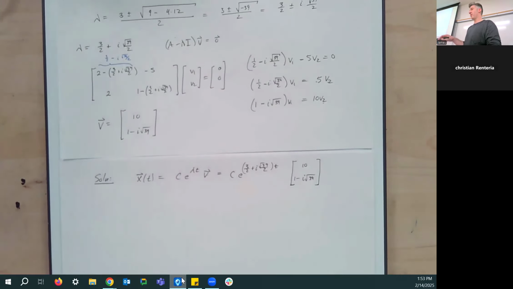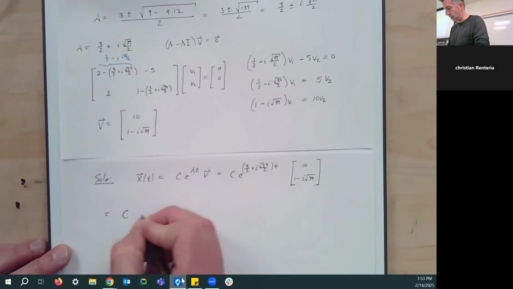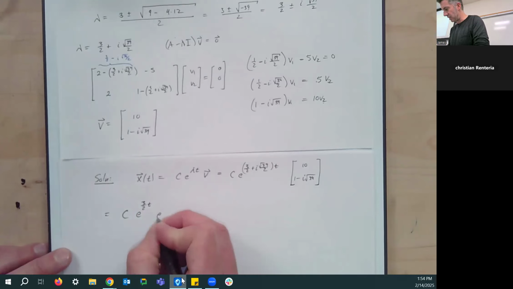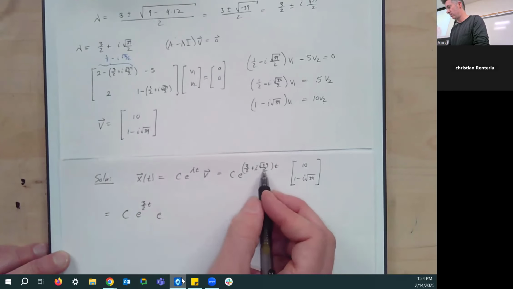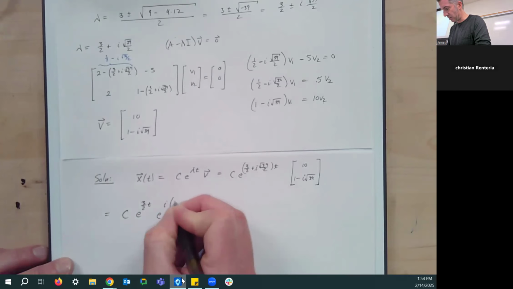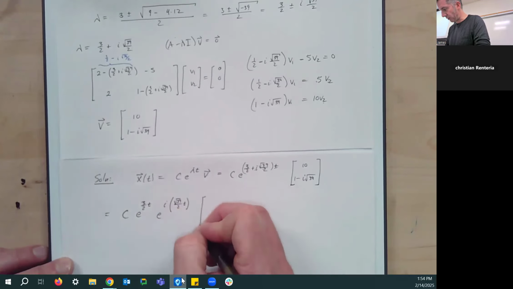After this step, your next step is to break apart the e into 2 pieces so that you can use Euler's formula. So this is going to be equal to c. We're going to have e to the 3/2 t, which is telling us about the instability, right? We know as time goes on, our values of x and y are going to get larger and larger and larger. And then we're going to have the e to the i times root 39 over 2 times t. I would put the not-i part in parentheses and think of it as i times root 39 over 2 times t, times our stupid vector over here.